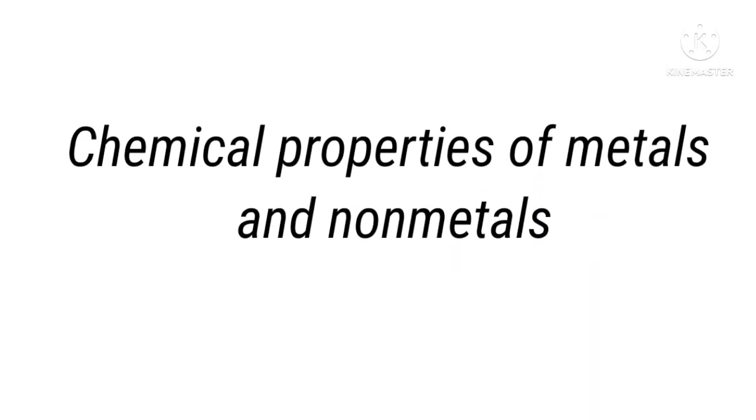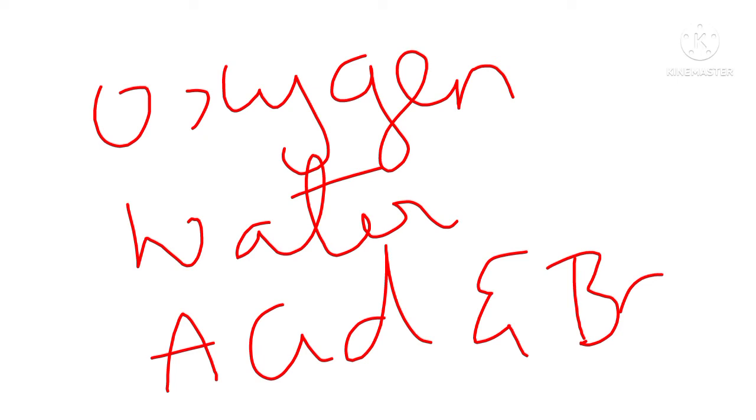Next is chemical properties of metals and non-metals. See, what is meant by chemical properties? Chemical properties means how metals and non-metals react chemically with water, oxygen, and acids and bases. Understood? How these metals and non-metals react with oxygen, water and chemicals such as acids and bases will decide the chemical properties of metals and non-metals.